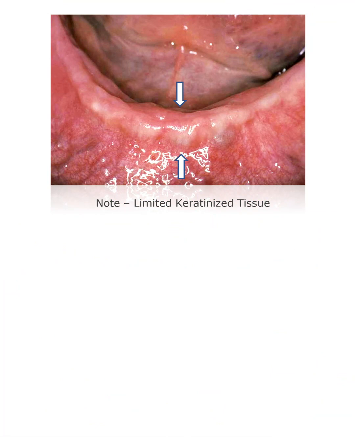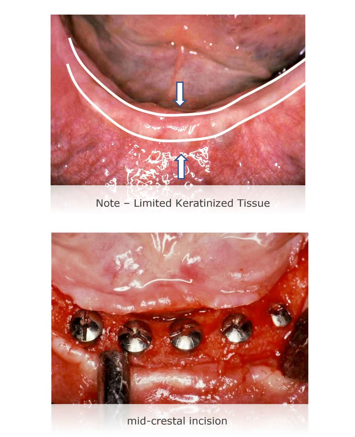So that keratinized tissue, you want to have equal amounts both buccally and lingually so that you have healthy tissue not only on the buccal side, but on the lingual side as well. If you look at an edentulous mandible, and this could be a second stage surgery or a first stage surgery, you can see those two arrows delineate the keratinized tissue. You want to make a mid-crestal incision so that you have equal amounts of soft tissue, both buccally and lingually.